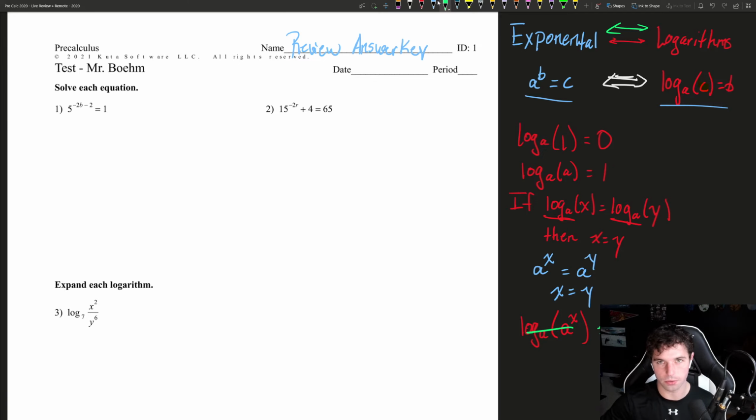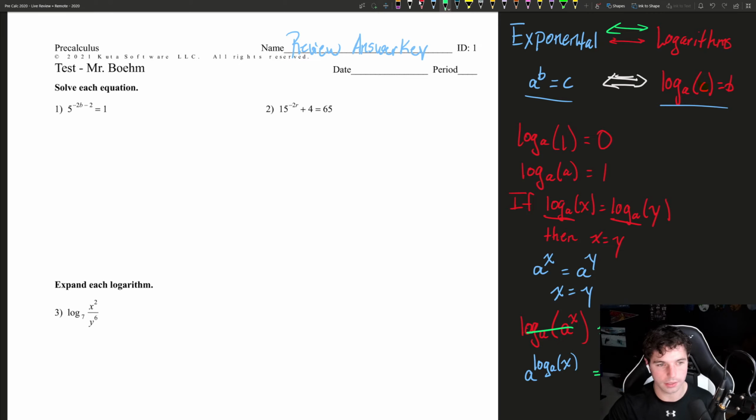Okay, and the same is true for exponentials, right? So if we have A to the power of log base A of something, we're just going to be left with that something, right? Because A to the power of something and log base A, those are inverses. So we're just left with that something, that x. Okay, so that's kind of the basic stuff.